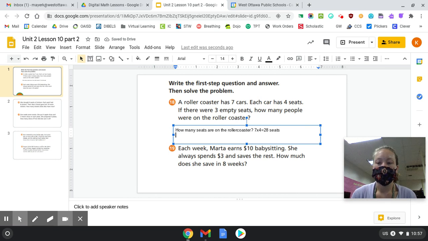So we know we have 28 seats on our roller coaster. Let's look at the second part. If there were 3 empty seats, how many people were on the roller coaster? So think about, we have this number 28 now, and we have 3 empty seats. What do we need to do with those numbers to figure out how many seats had people in them? Think for a second.